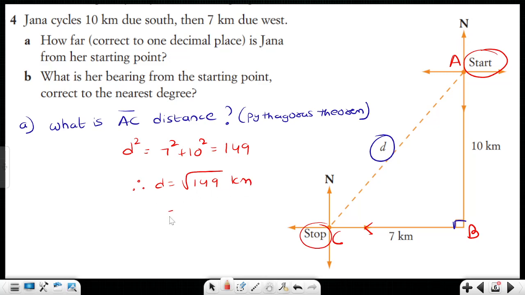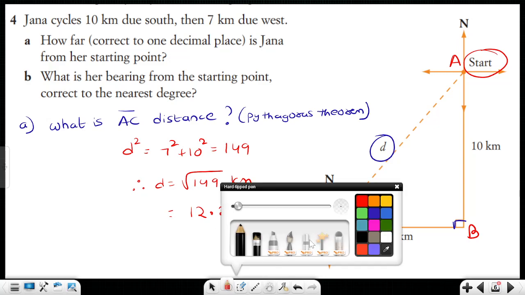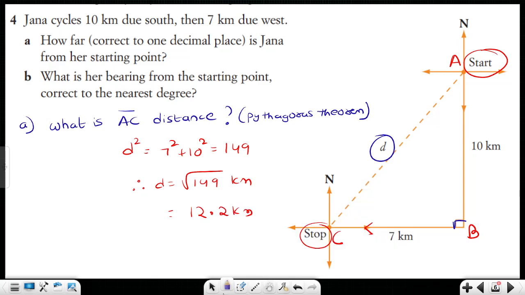Let me also calculate root 149. Did he ask to correct to one decimal place? So it is going to become 12.2 kilometers. Is that clear? Check the answers with the backside key. You'll get the idea.